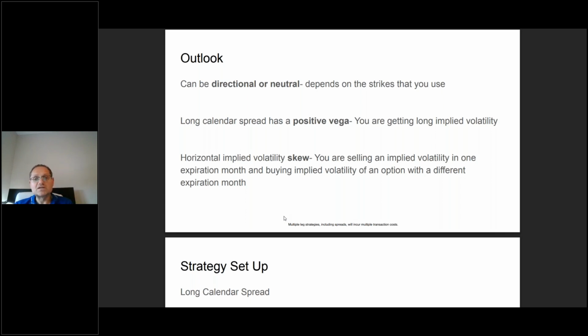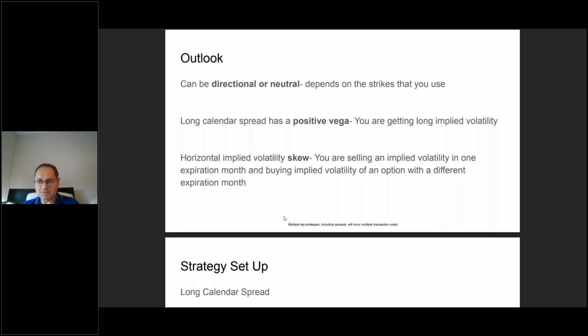A long calendar spread has a positive vega, and that means that you're looking for the implied volatility to increase in the longer dated option that you are long. You have one long, you have one short, so you're really looking for implied volatility increase in the one that you're long. And you also have a horizontal implied volatility skew.